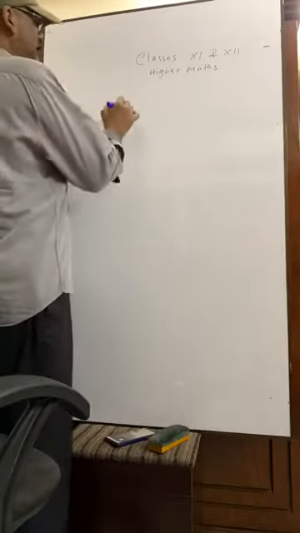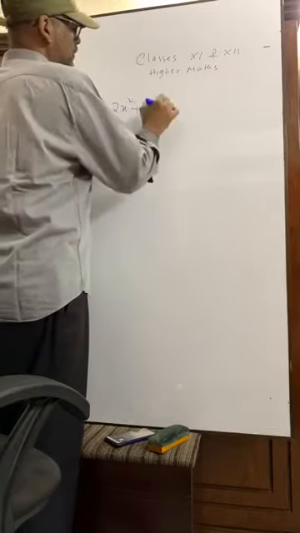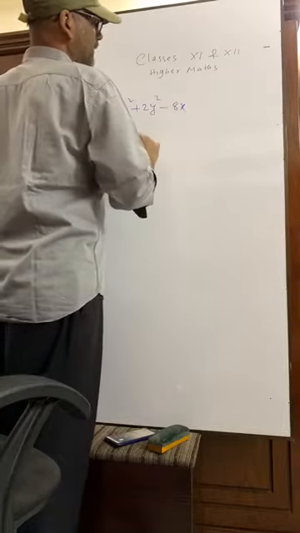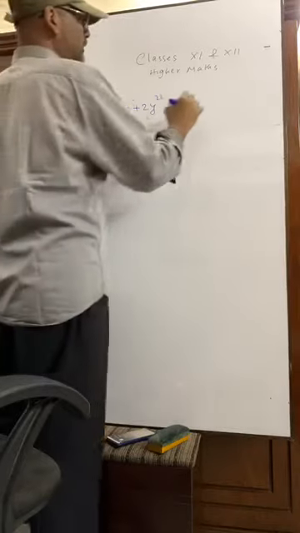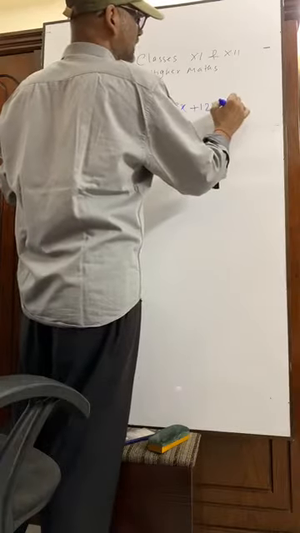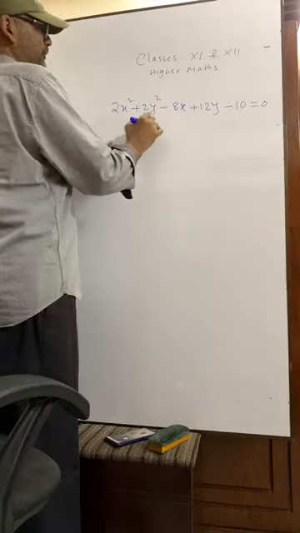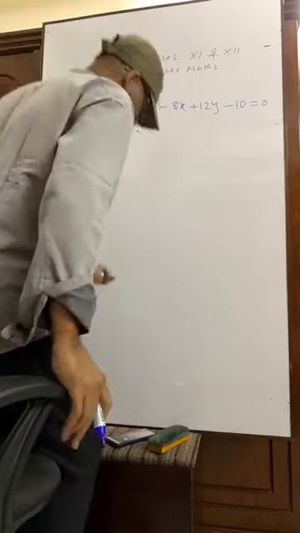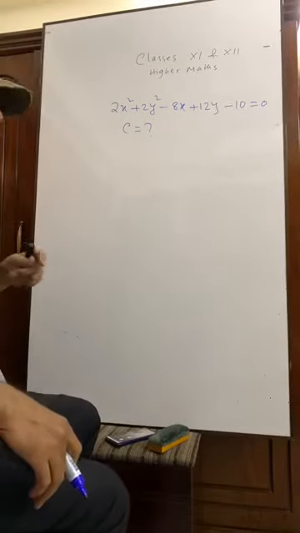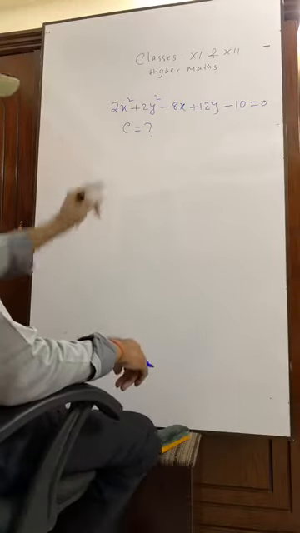But if it is given like that, 2x square plus 2y square minus 8x plus 12y minus 10 equals to 0. What is the center here? Just let me know, what is the center here? Remember one thing, at first you have to identify whether it is a circle or not. Okay?